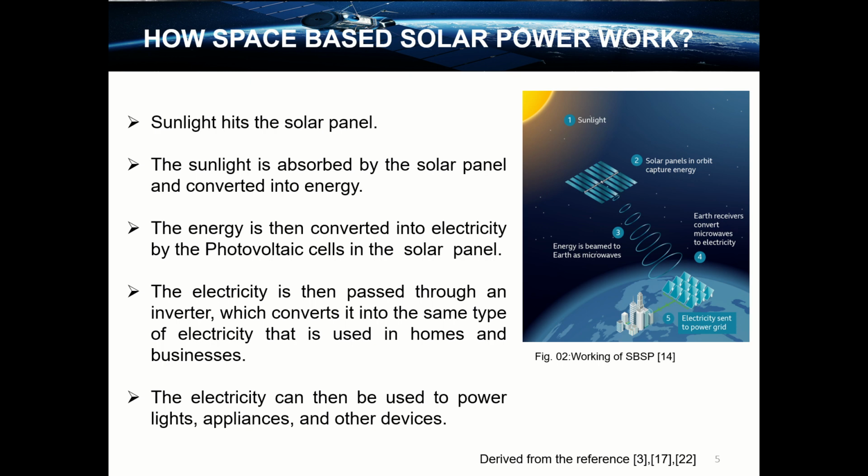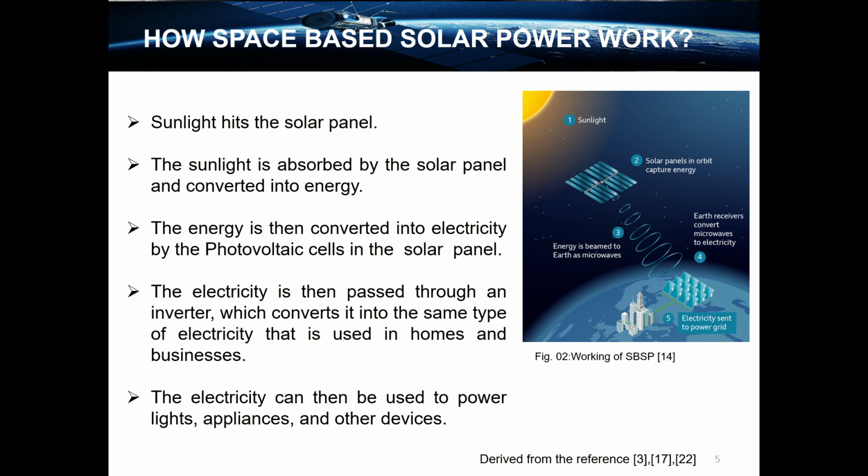How space-based solar power works. This sequence outlines the process of generating electricity from sunlight. Solar panels are designed to capture sunlight using photovoltaic cells. Solar panels absorb sunlight and this energy is converted into a usable form. Photovoltaic cells within the solar panel play a crucial role in converting absorbed solar energy into electrical energy.